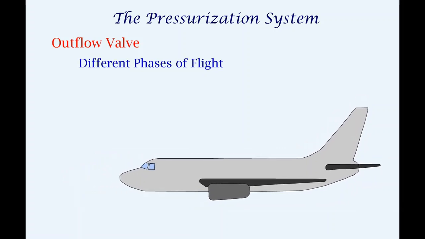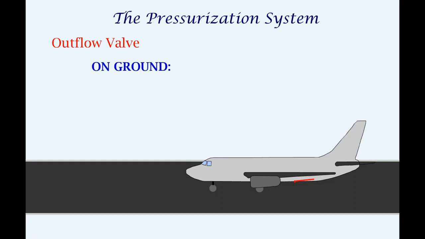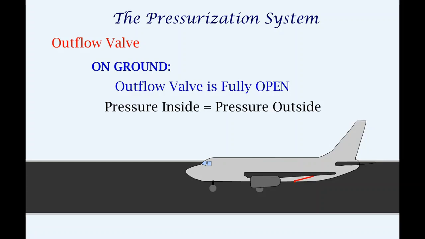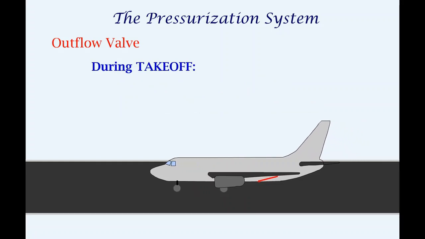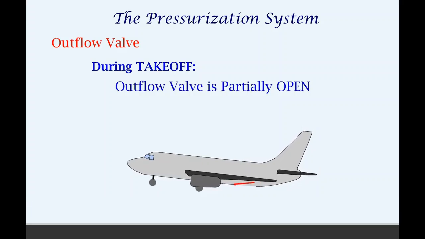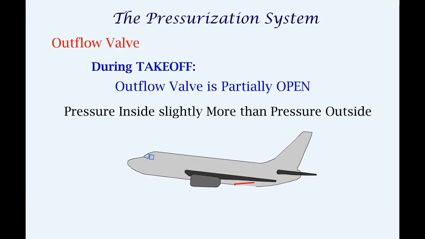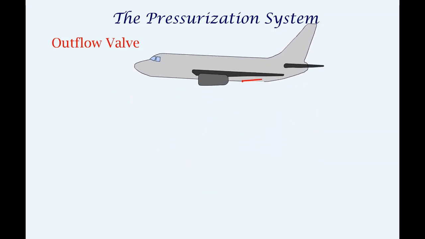On the ground, the outflow valve is fully open so that the pressure inside the aircraft is the same as the pressure outside the aircraft. During takeoff, the outflow valve is kept partially open so that the pressure reduces but is still kept higher than the ambient pressure. The aircraft spends most of its flying time in the cruise phase.